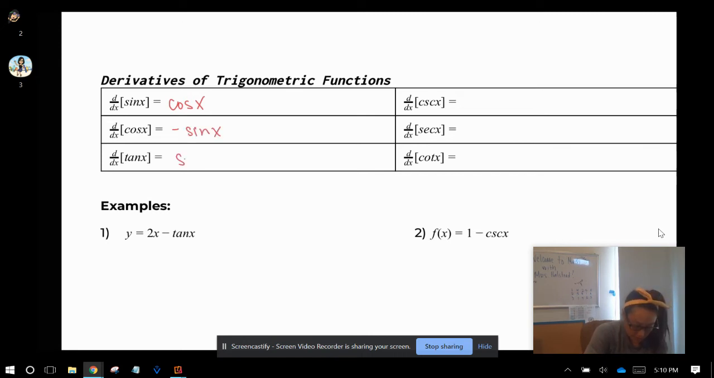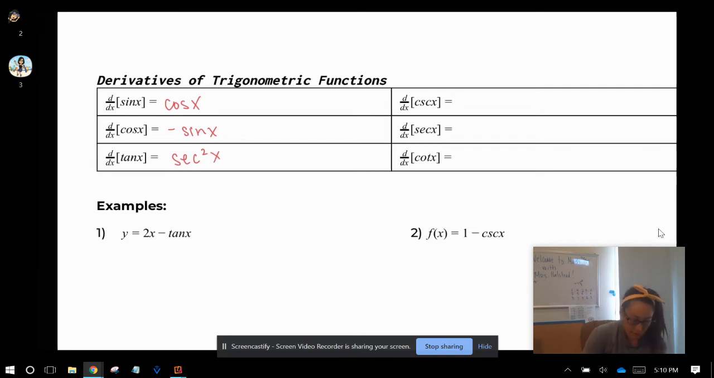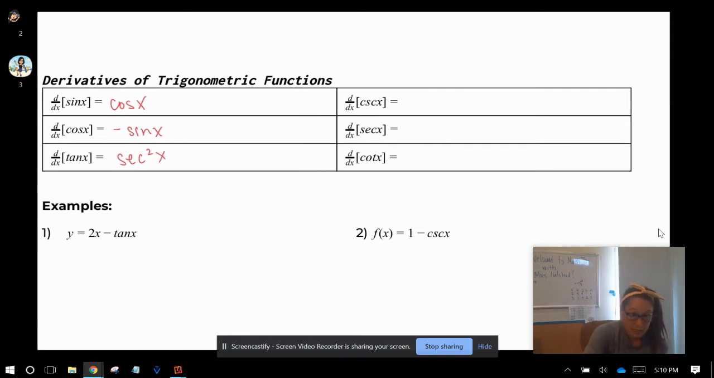Derivative of tangent we just learned was secant squared x. Cosecant's derivative is negative cosecant x tangent x. And secant's derivative is secant x tangent x. And cotangent's derivative is negative cosecant of x. Sorry, cosecant squared x.